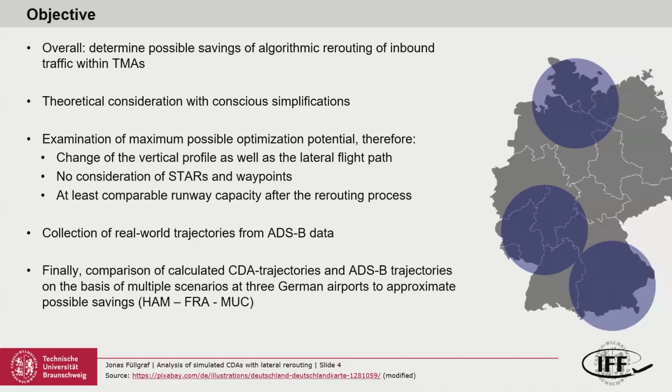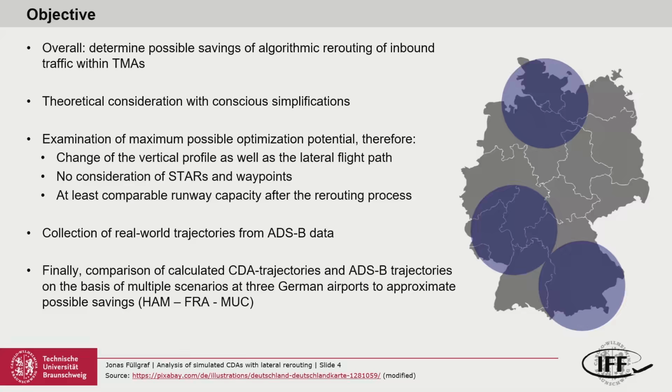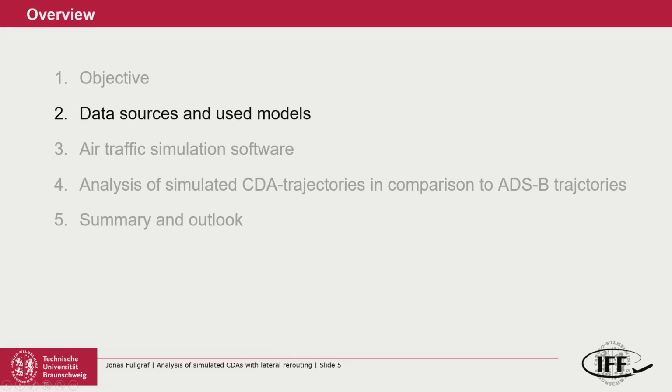Finally, a comparison of the calculated CDA trajectories and the collected ADS-B trajectories should be carried out on the basis of multiple scenarios at 3 German airports. As you can see on the right side, the choice fell on Frankfurt, Hamburg and Munich. The blue circles mark the examined sectors around the airports. Here they all have a radius of 135 nautical miles. Okay, let's go to the data sources and used models.